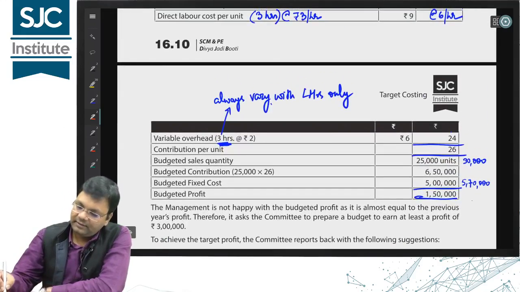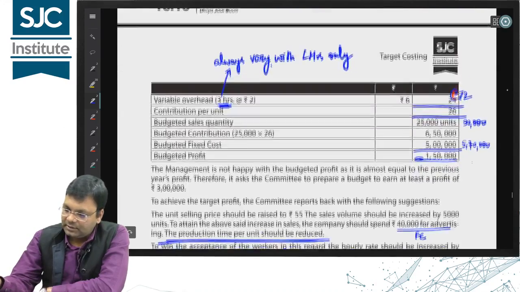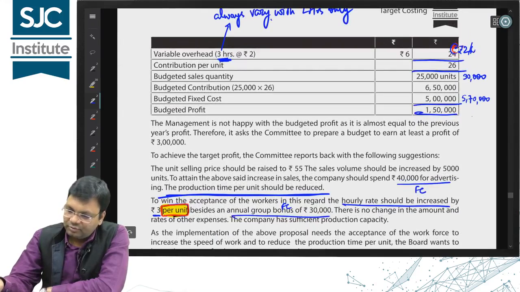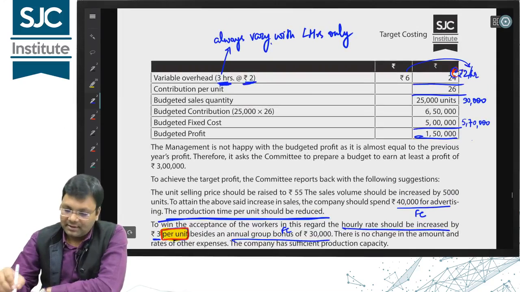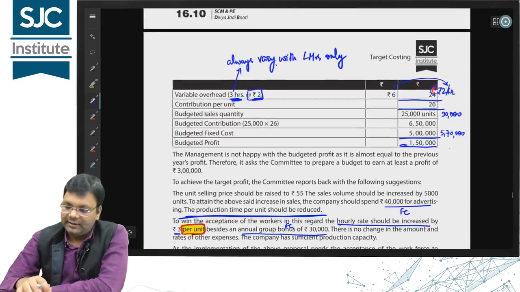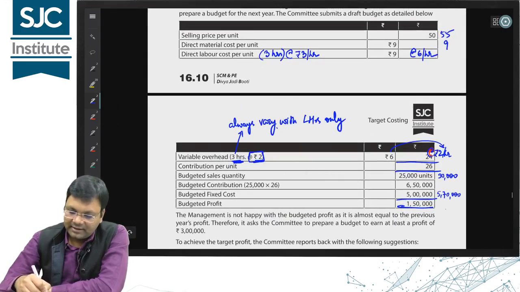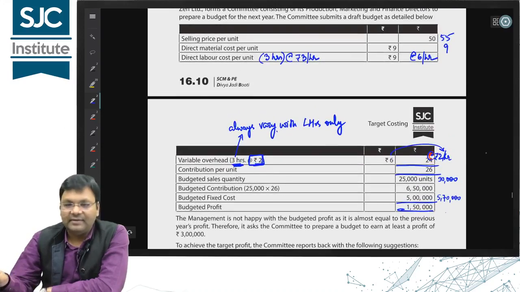That means variable overhead will continue at the rate of rupees 2, and material will continue at the rate of rupees 9. Okay, this is not rupees 2 per unit, it is per hour. Variable overhead, again there was this trick. Usually students tend to take the same rupees 6 here. Rate is rupees 2. If hours change, variable overhead will also get affected. Remember, rate is rupees 2, so the rate will remain the same. You cannot say that 6 rupees will remain the same.